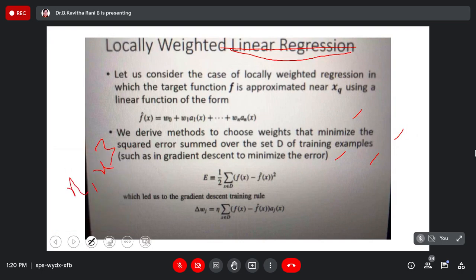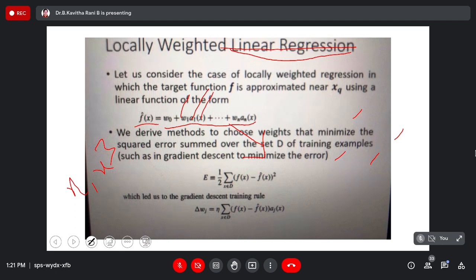Here, if you see f cap of x, what is this f cap of x? That is the estimated value of x. And w0 plus w1 a1(x) plus so on up to wn an(x). So what is this? This is nothing but a linear combination of weights and the different attributes of that particular instance. W is your weights, A is your attributes, x is your instance. Any attributes, we will be assigning weights to them.